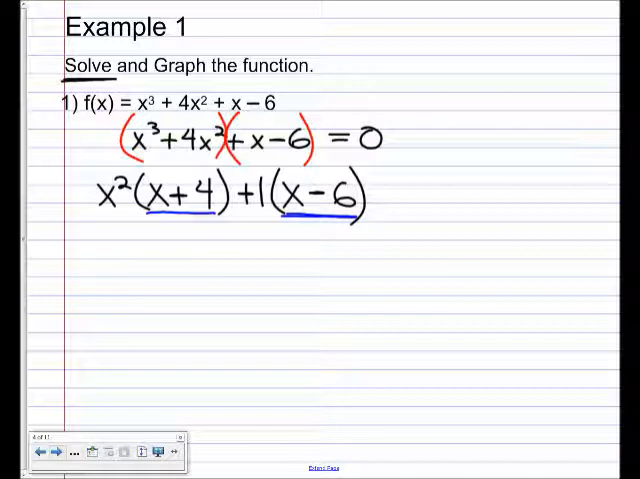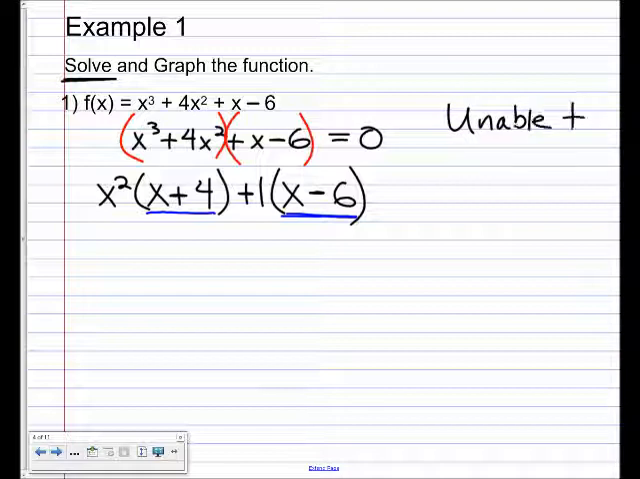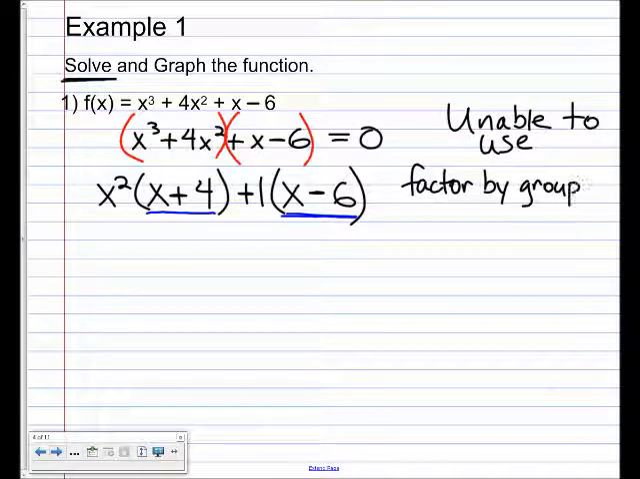So because it's not, I put a little note out here, unable to use factor by grouping. All right, but I want to urge you to try this every time. Every time, try it, because it will save you time in the long run if you are able to factor by grouping.